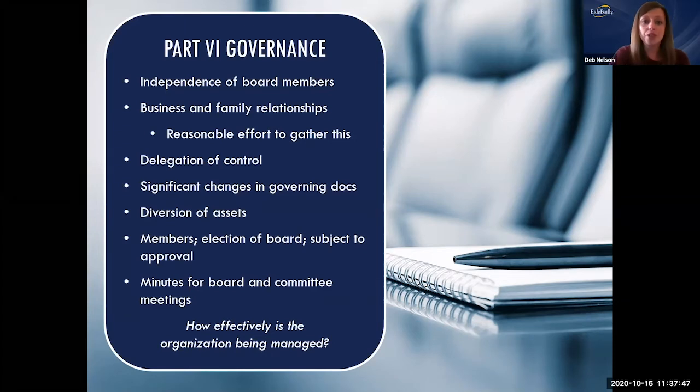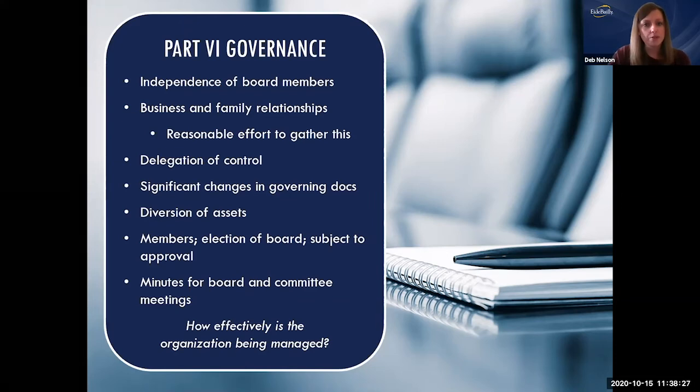Oftentimes when I'm looking at a 990, let's say it's an organization that might be classified as a supporting organization, meaning they're tax exempt because of their relationship with another nonprofit, depending on how that is structured, I would expect to see certain disclosures here on who's electing your board and how that structure is handled. So again, just something to be aware of in addition to other aspects of your return. These questions really are trying to drive at how effectively the organization is being managed. And within this part, questions 1 and 2 are often viewed together.